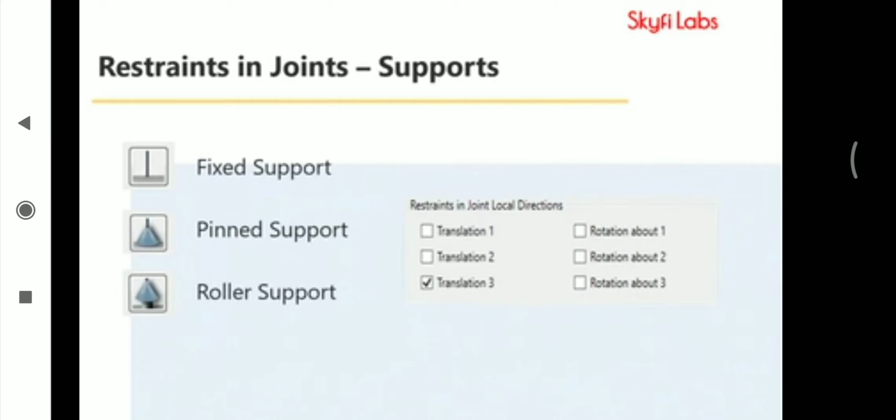The pin support restrains all 3 translation degrees of freedom, and leaves all 3 rotational degrees of freedom unrestrained. The roller support restrains only the translation in the z direction. All the other degrees of freedom are unrestrained. The no support, or the free support, means there is no restraint in any degree of freedom.